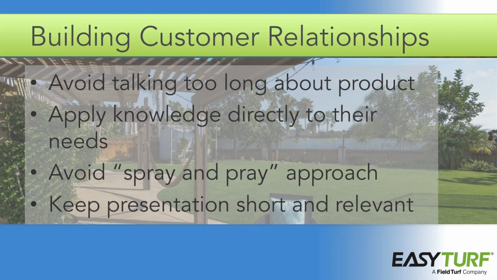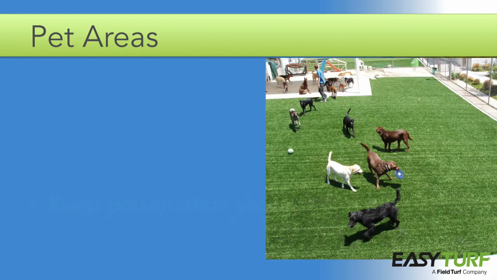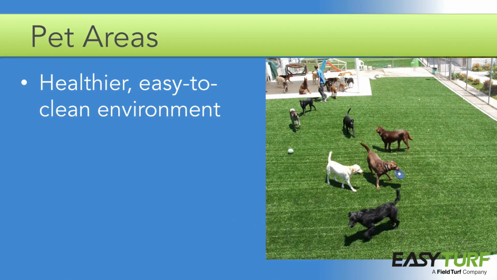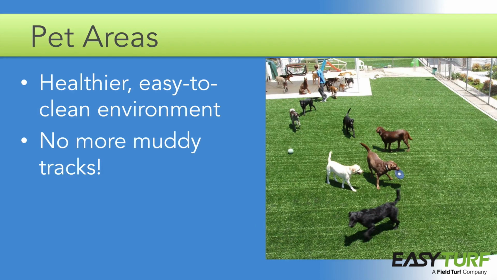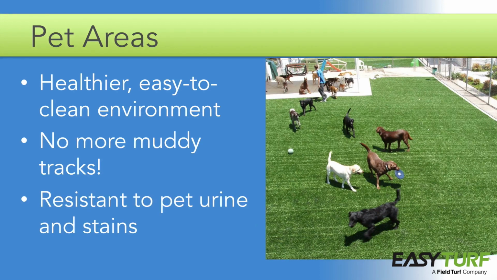For example, if the customer is interested in installing a pet area, focus on the benefits of the product for that particular application, including a healthier, easy-to-clean environment for pets, a place for pets to play outdoors without bringing muddy paws back into the house, resistance to pet urine and stains, keeping the turf area looking sharp even when it is heavily used by pets.